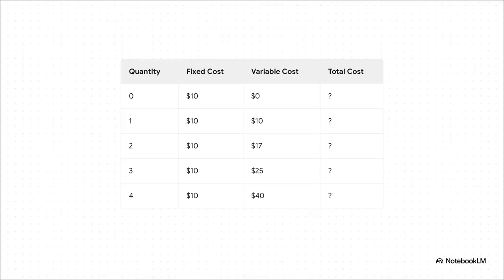Okay, let's make this real. Here's a little table for a made-up company. Now look closely. See how that fixed cost column is always $10, even at zero quantity? But the variable cost, that one creeps up the more they make.